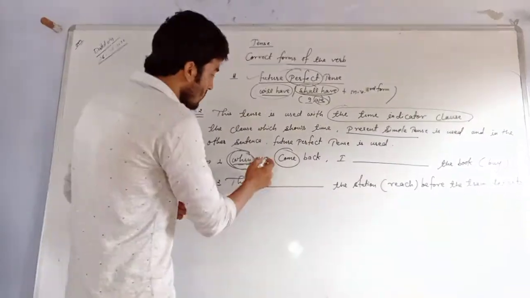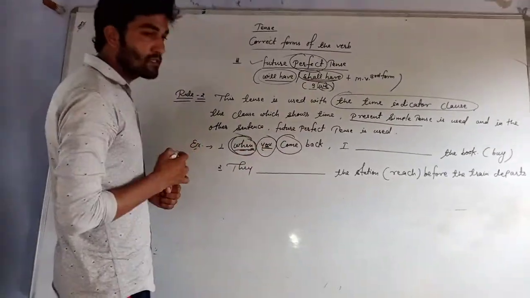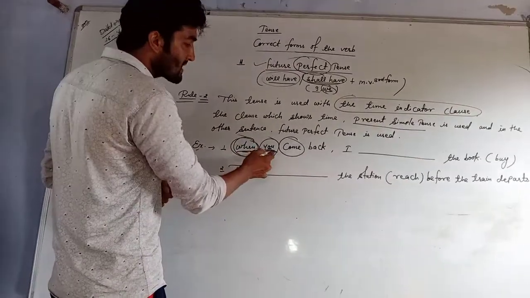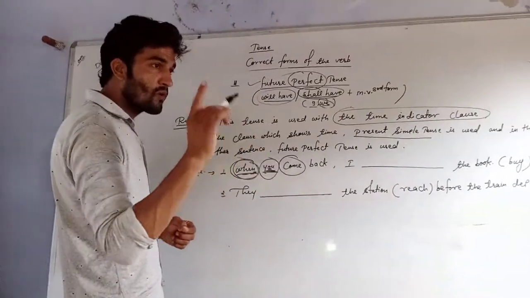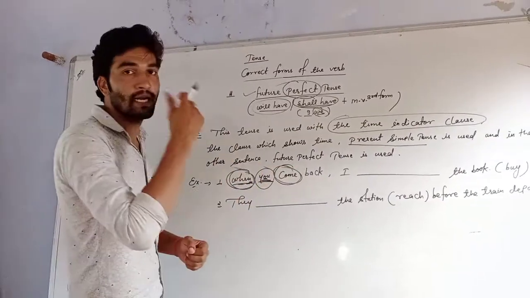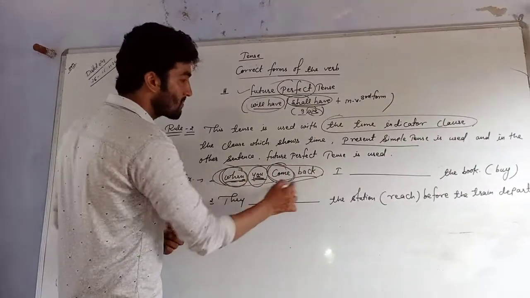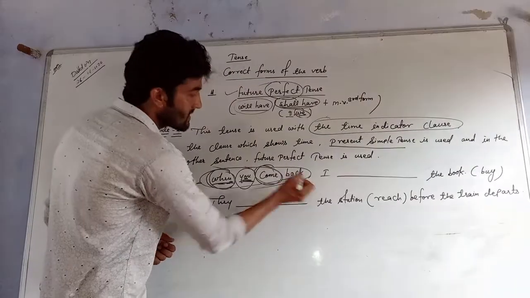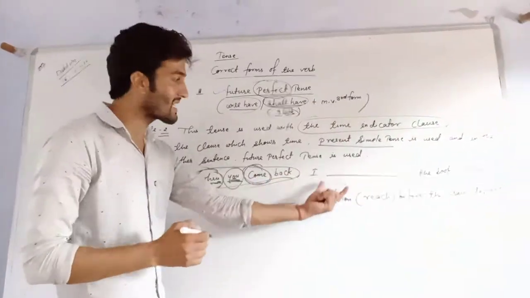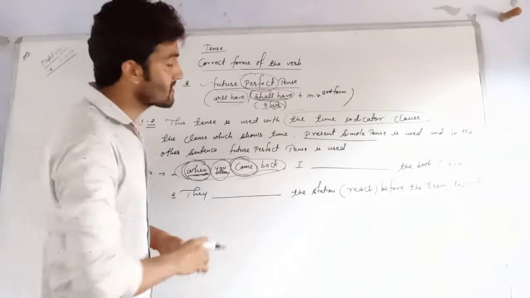Okay, this subject is plural. With a plural subject, the first form of the verb is used in the present simple tense. Here is given present simple tense, and after the comma, it means the second sentence has started.